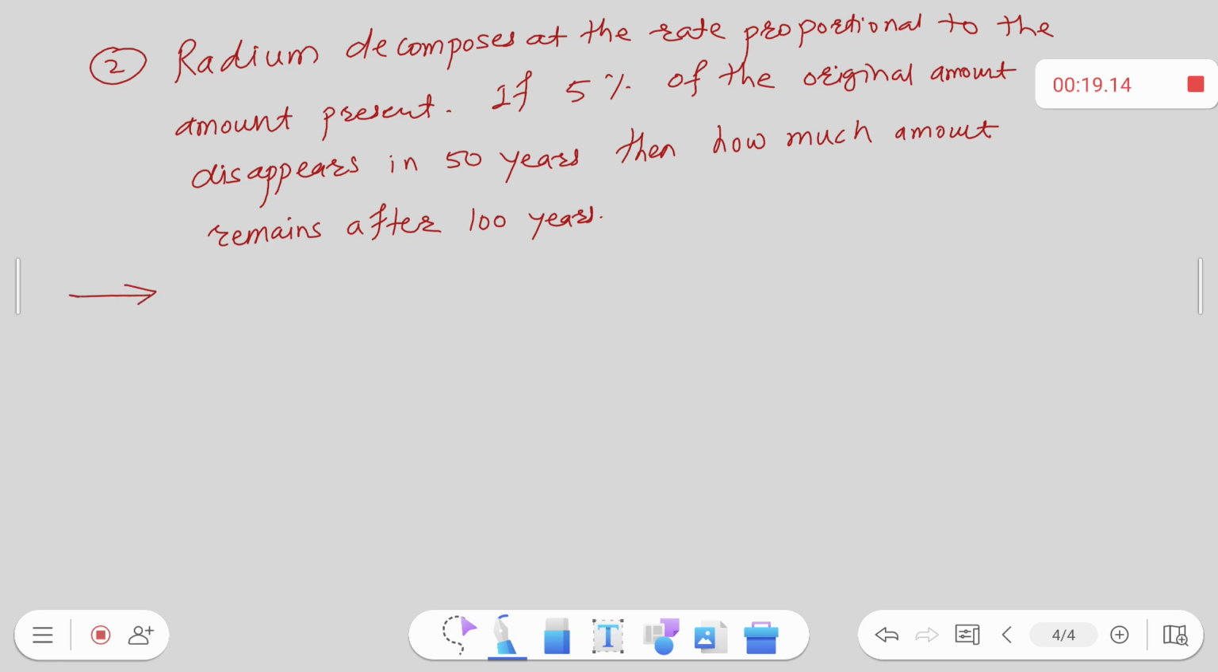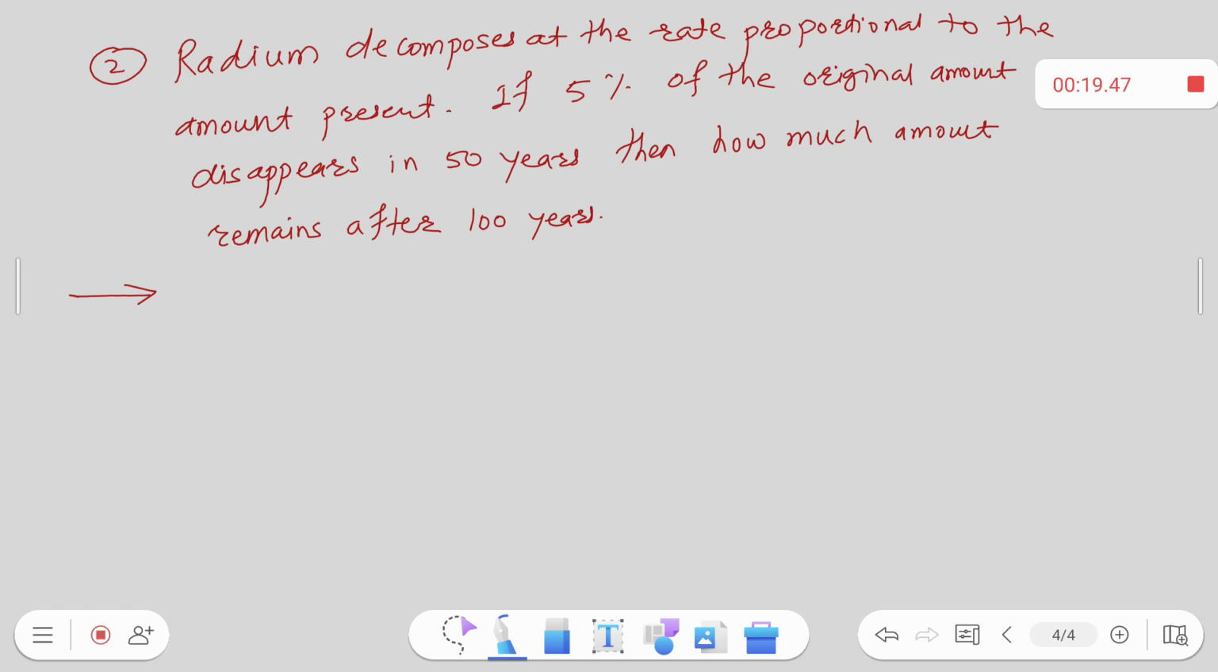So radium is one of the substances. Okay. So initially, again the weight of radium is not known. We don't know what amount is there initially, but 5% of original amount. We don't know the original amount. What is it? But 5% of original amount disappears in 50 years. Disappears means decompose in 50 years.